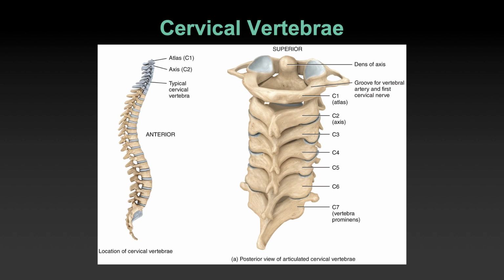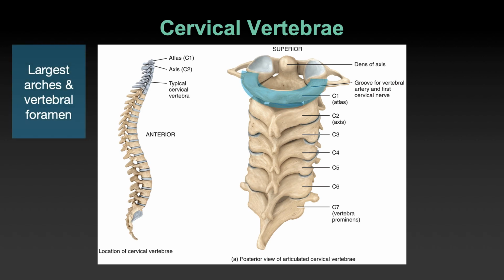These ones look fine, and they have the largest arches. The vertebral foramen, the opening, is quite large as well, so that the spinal cord can pass through and give off many different branches. But that's not the easiest way to identify these.